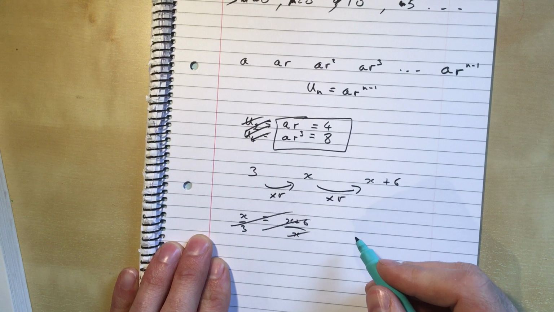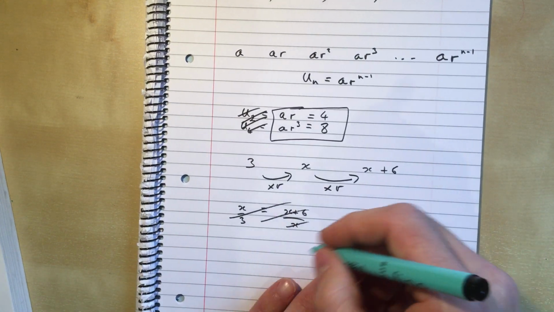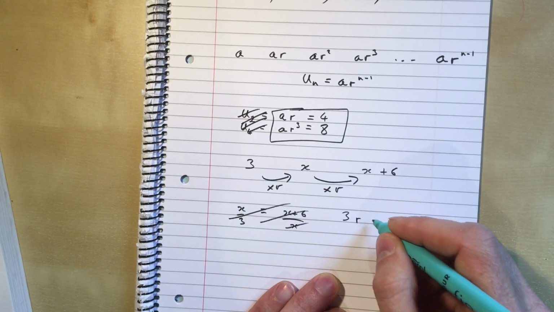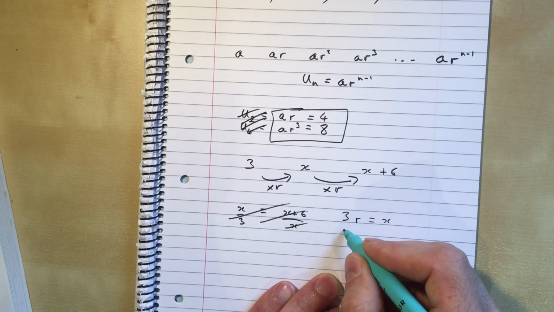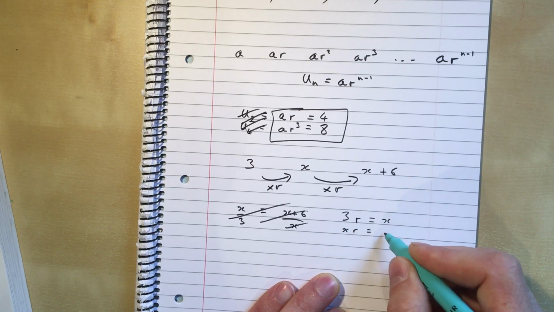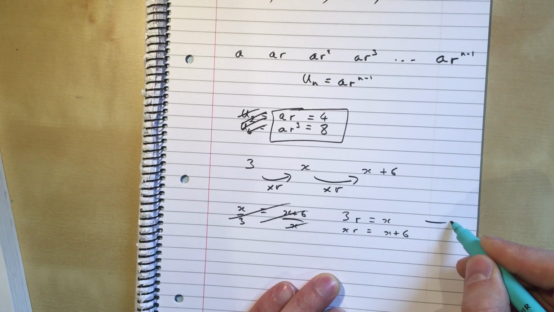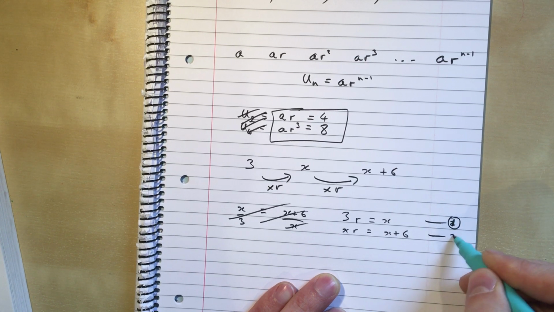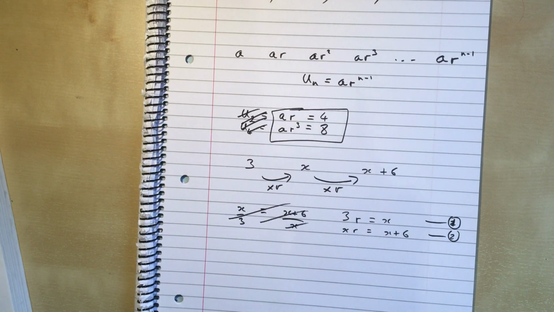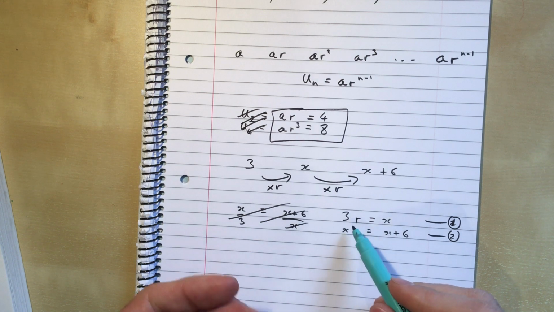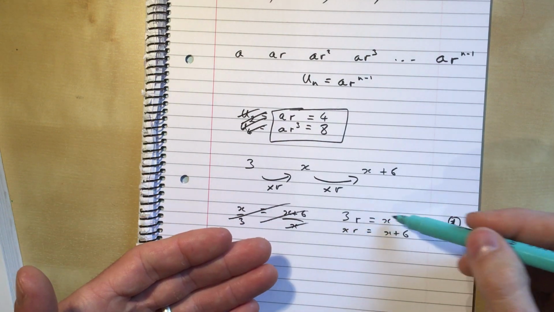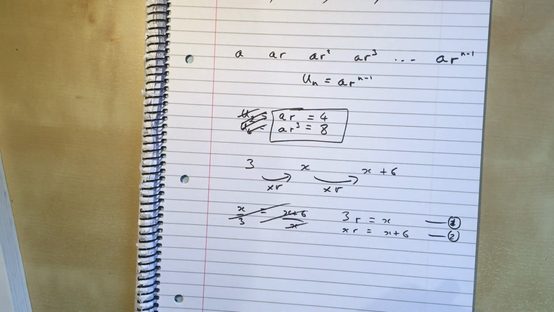Another way that seems more intuitive, it's a bit more fiddly algebraically, but to me this is the way I'd think of it, is I'd think of it as 3 times r equals x. I'd think of it as x times r equals x plus 6. And then I've got two equations, equation 1, equation 2. I've got two equations and two unknowns. So I would rearrange this one, get r on its own and substitute into the other one, or however you want to solve those equations, okay?